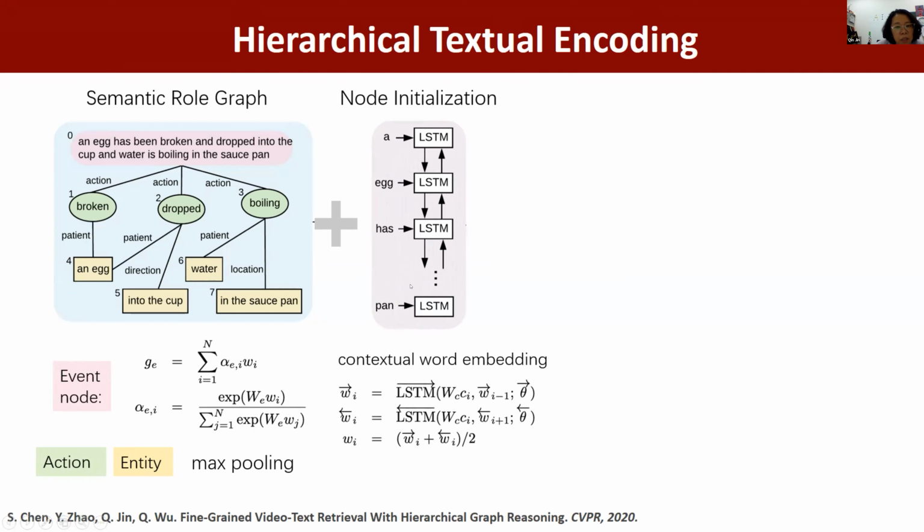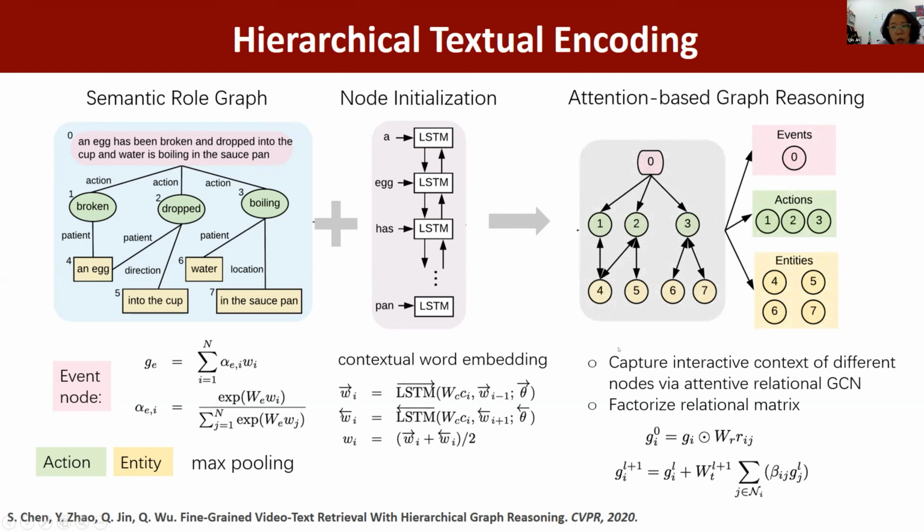We apply an LSTM to get the contextual-aware word embeddings. For the event node, we perform a weighted average of all the word embeddings within the sentence. For the action and entity nodes, we apply max pooling over the constituent words within the local structure. To capture the interactive context of different nodes within the graph, we then apply an attentive relational GCN to encode more contextual information. We also factorize the relation matrix to avoid the overfitting problem.